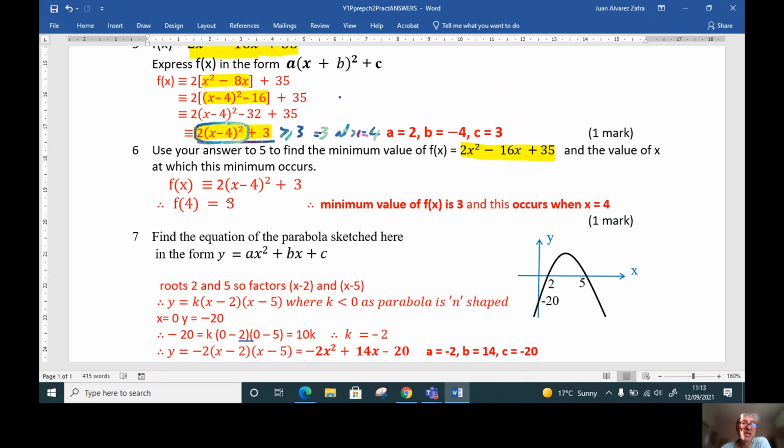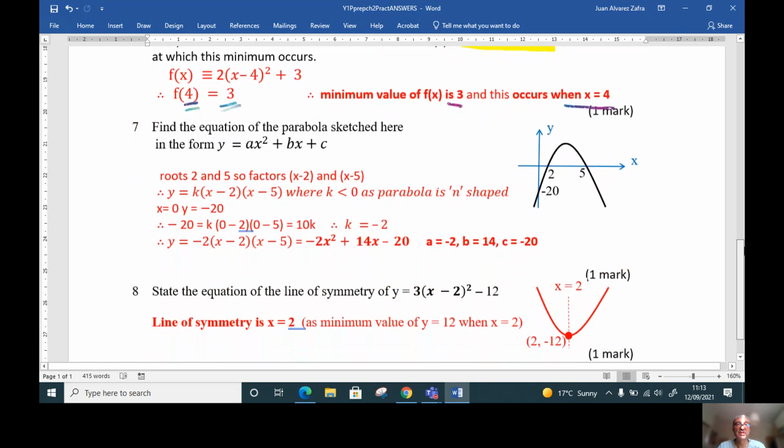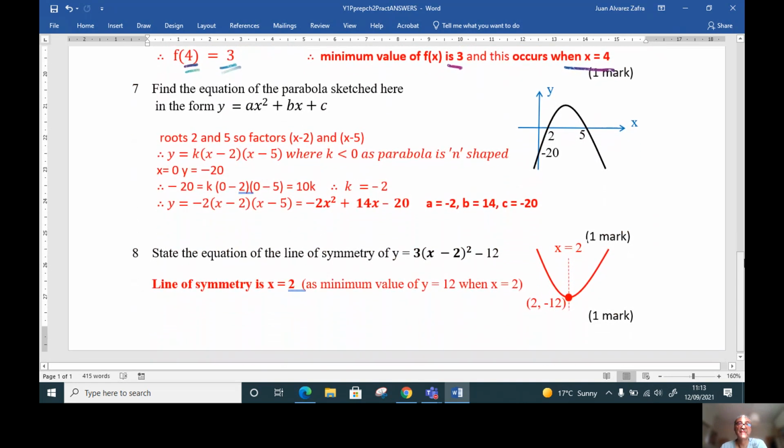Okay, so what's the minimum value of f of x? The minimum value of f of x is the value that we get when we feed in 4, so it is 3. And when does it occur? It occurs when x is 4. So it occurs at x equals 4. Okay, so I hope that is understandable, a very common question in an exam.